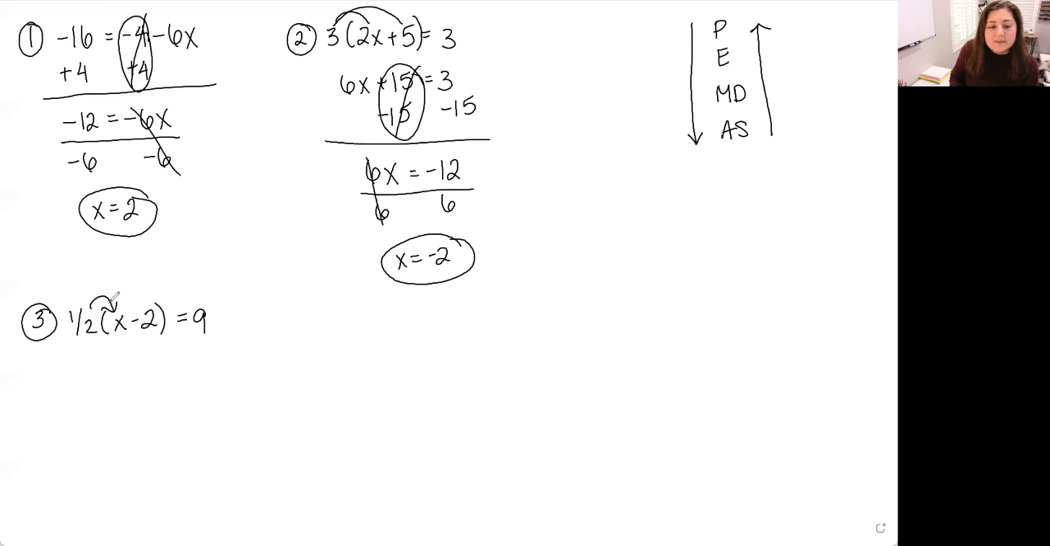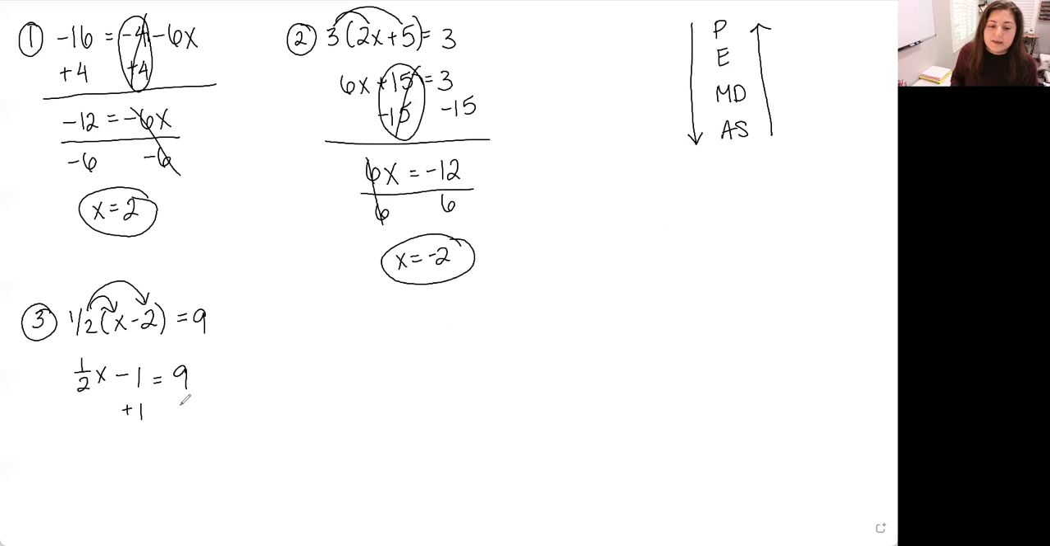So I'm going to go ahead and I'm going to distribute this, even though I would prefer not to. But I know that your teacher is kind of like, you need to distribute these. So you're going to have 1/2 x. Well, let's think about what's half of -2. Half of 2 is 1. So half of -2 is -1.